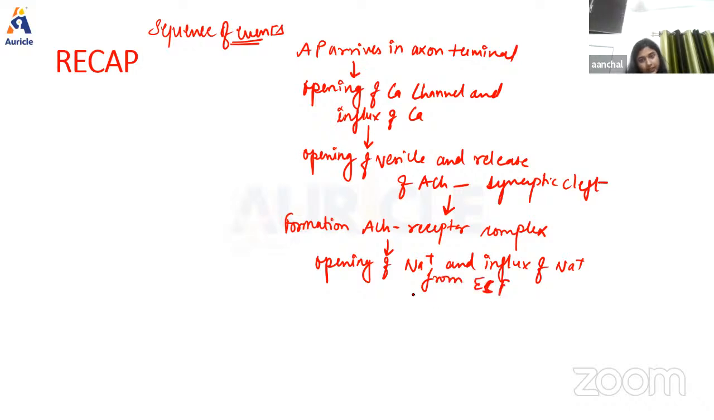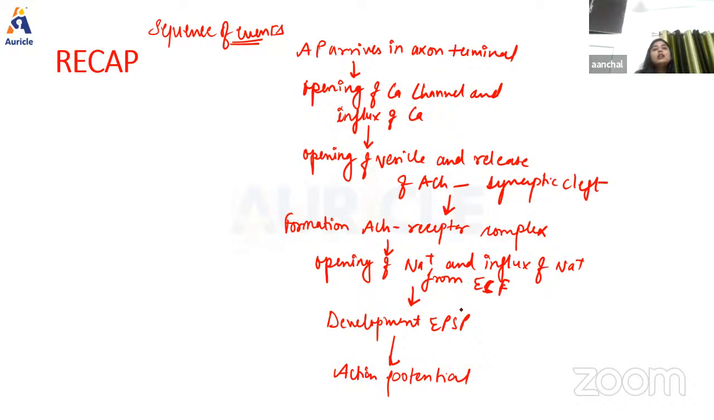And this influx is going to generate the action potential through the small EPSP. Now, what is this EPSP? This is the excitatory postsynaptic potential. Okay, and many EPSPs help in the development of the action potential, or we can say the summation of EPSPs will decide whether the action potential is going to develop or not. Okay, so this is all about the sequence of events that occur in the transmission.